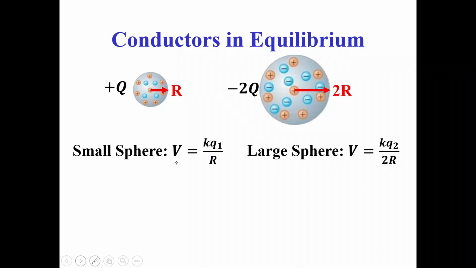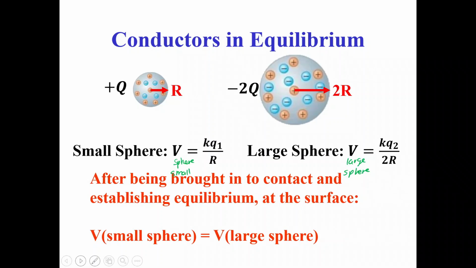So once we know that, we can then write equations for the small sphere and for the large sphere. And I really should have written some subscripts here. So that's my small sphere. That's V for my large sphere. And we have our charges. So we assume that those have to be equal, so we can set those equal to each other.